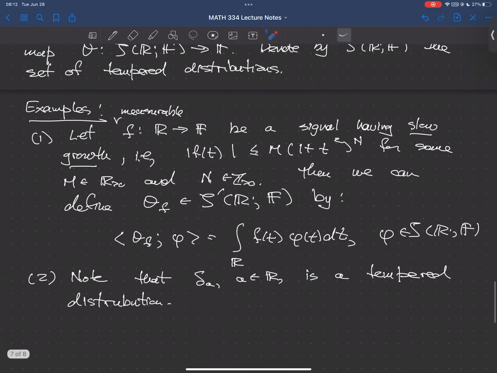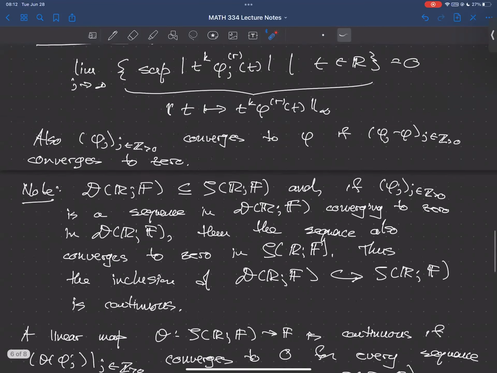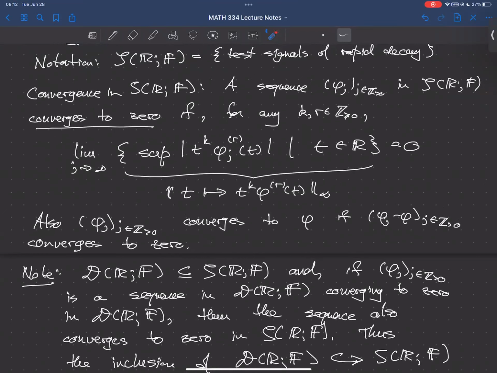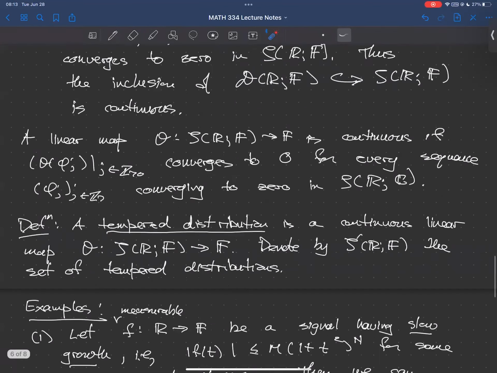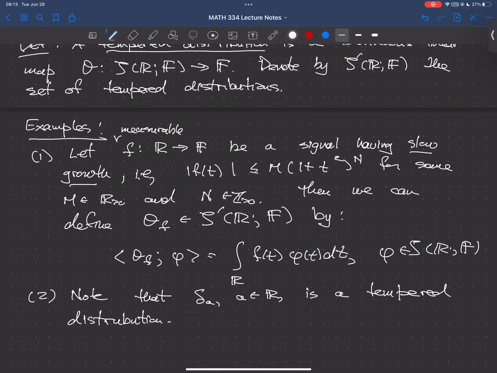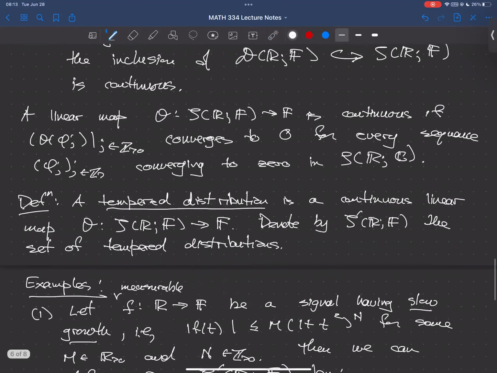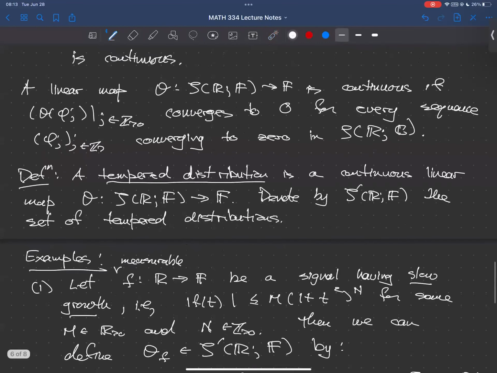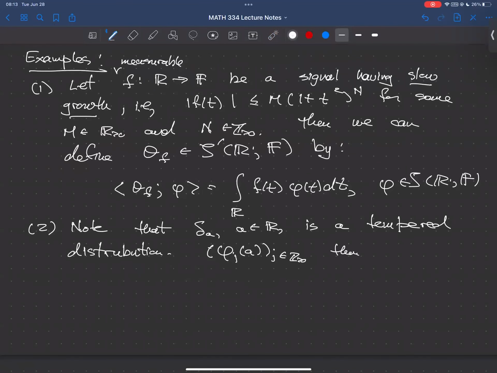To prove this, what you really have to do, of course, is prove that it's continuous in this sense. So you take a sequence of test signals that converges to zero in this sense, and then show that if you take the sequence phi j of A, because this, after all, is delta A applied to the phis, then this thing converges to zero. Okay, but that sort of follows more or less obviously. All right, good. So these are two things that are tempered distributions.